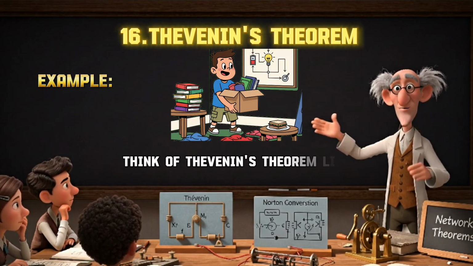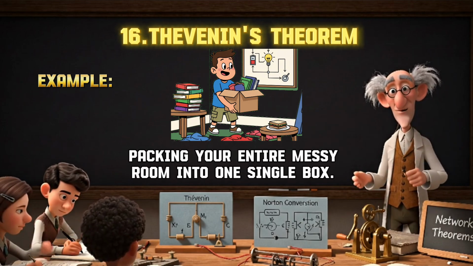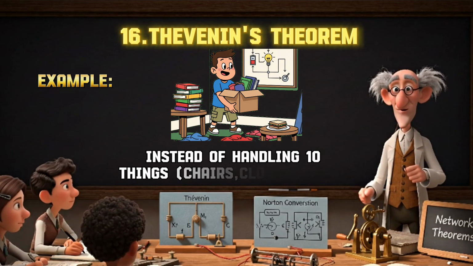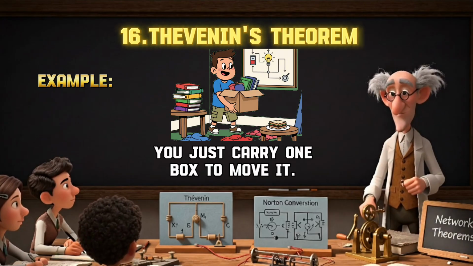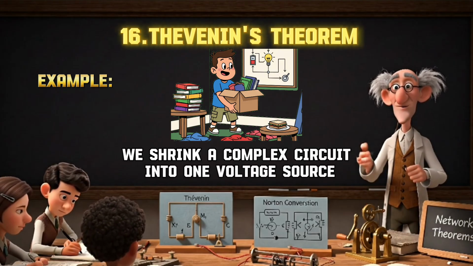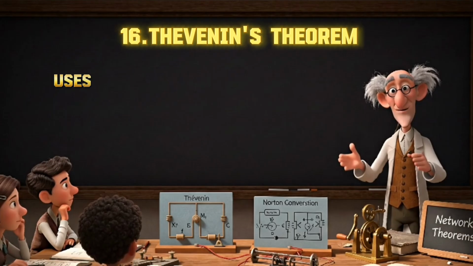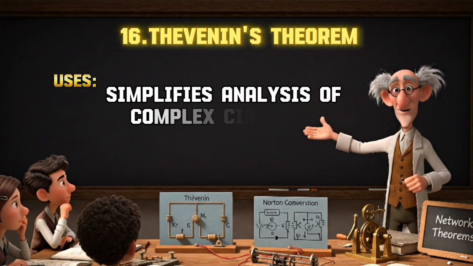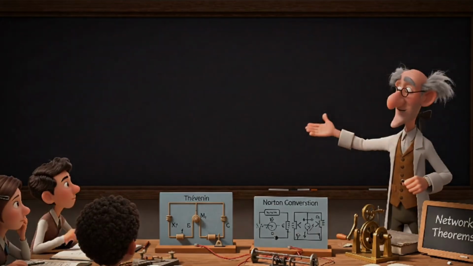Think of Thevenin's theorem like packing your entire messy room into one single box. Instead of handling 10 things, chairs, clothes, etc., you just carry one box to move it. Similarly, we shrink a complex circuit into one voltage source, plus one resistor for simplicity. Uses. Simplifies analysis of complex circuits. Makes load change calculations easy.